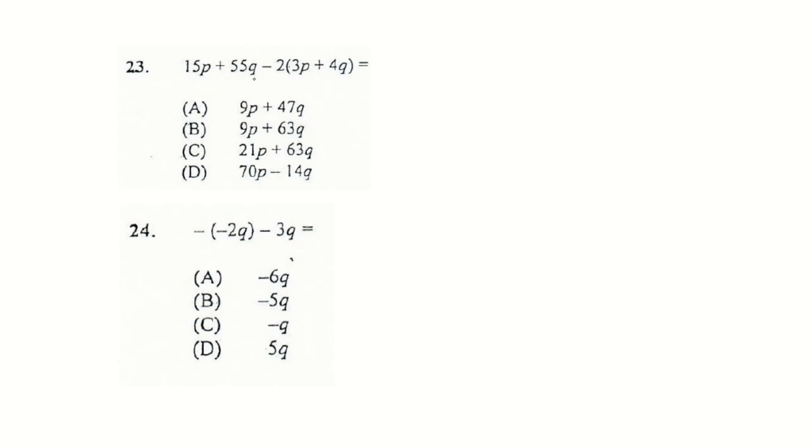15p plus 55q minus 2 threes are 6. So this would be 15p minus 6p plus 55q minus 4 twos is 8q. Alright, 15 minus 6 is 9p. So anything that does not have 9p would be out. So it's either this or this. And we're not adding here, we're subtracting. So we know that the answer is A, so it cannot be B.